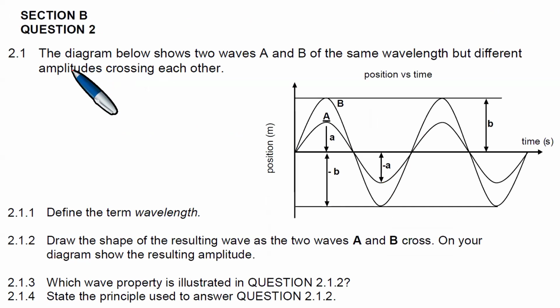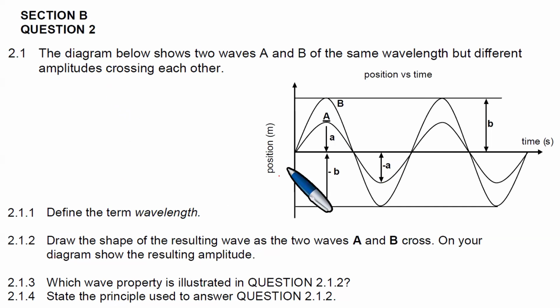Okay, now we're looking at section B. Section B is about waves, and we have waves in detail. Let us answer the questions on waves as you'd be required to answer in the exam, in the June exam. The diagram below shows two waves, A and B, of the same wavelength but different amplitudes, crossing each other.